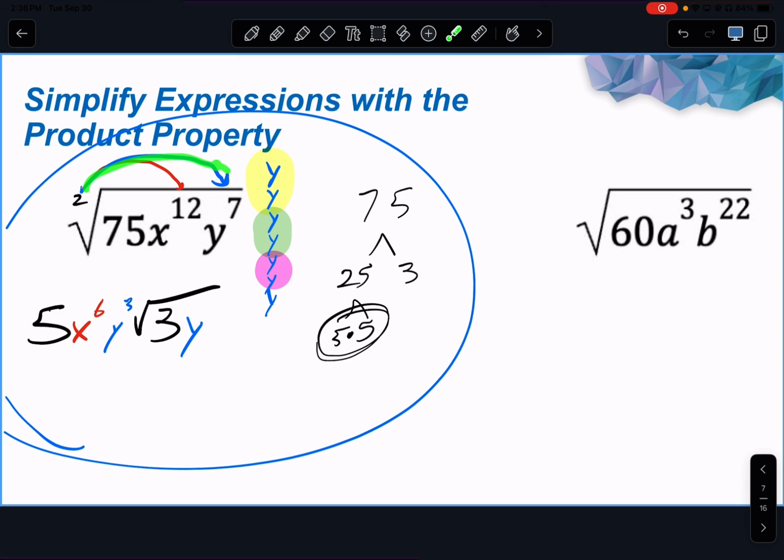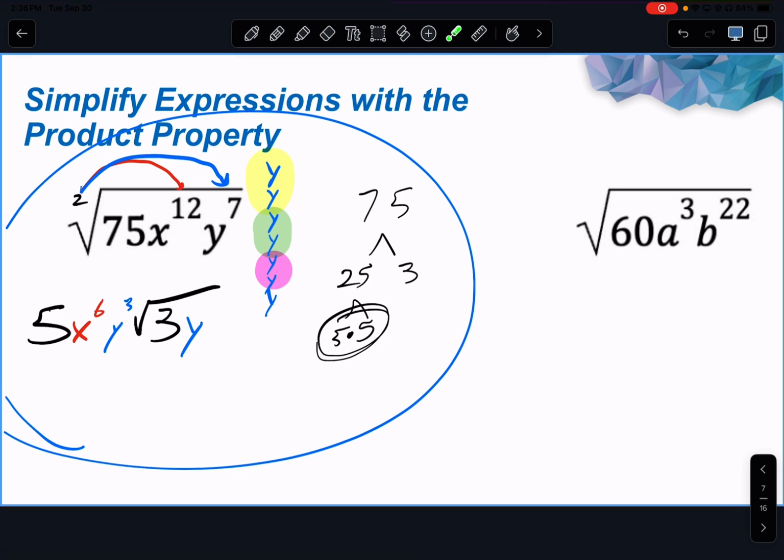Okay, then with this one, I put the visual right here with the y's. There's 7 y's there. So we're looking for pairs, right? Because we're working with a square root. So there's a pair of y's, there's a pair of y's, there's a pair of y's. We have 3 pairs. So y cubed, but this lonely little guy right here has to stay inside the radical. Okay, and that would be our simplified expression.